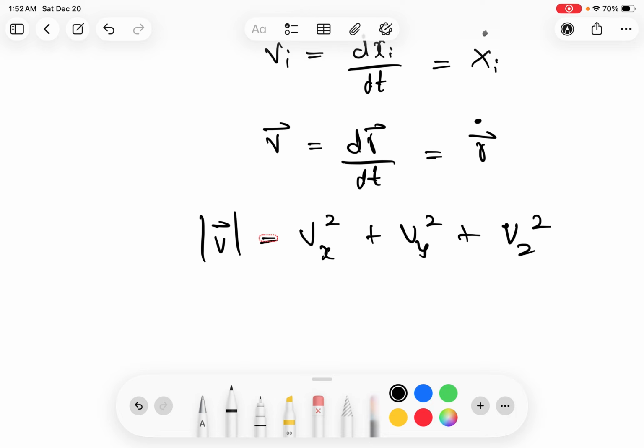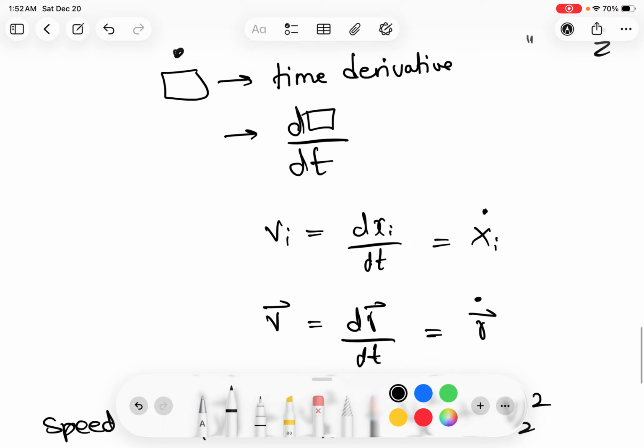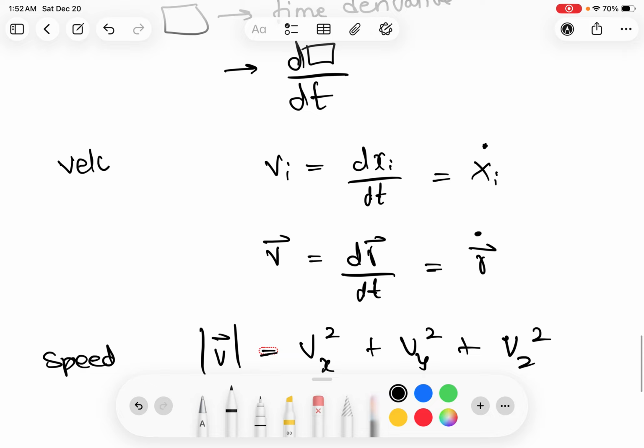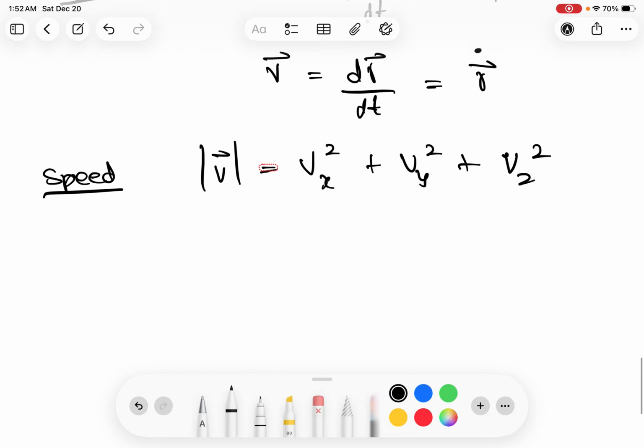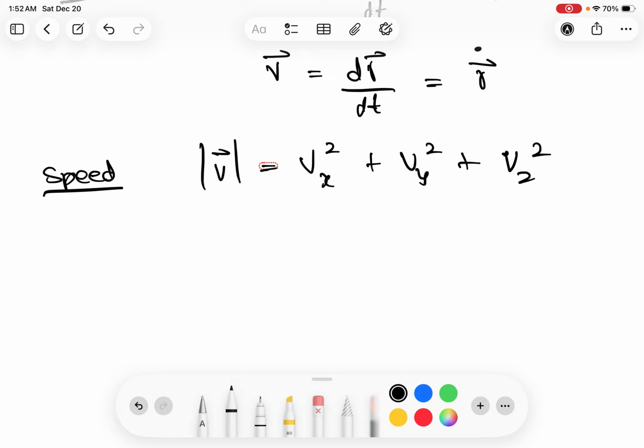This would be called speed. So whenever speed is scalar, remember that. So this is speed, and this was velocity. So it's called speed. Speed is just velocity without the direction. So this magnitude rips out all the direction aspect of it.